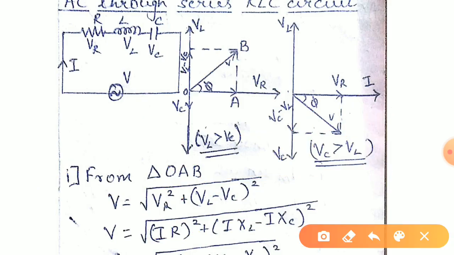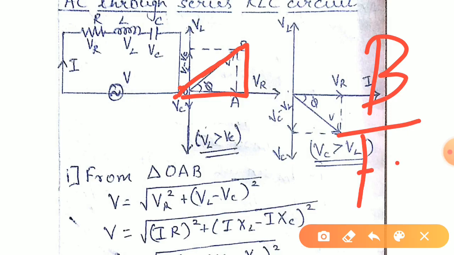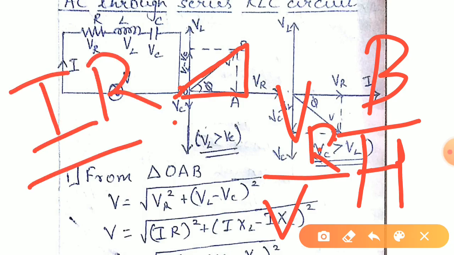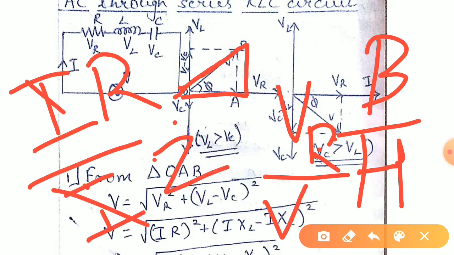If we want to find out power factor, then we will find power factor from this right angle triangle as cos phi. Cos phi is base upon hypotenuse. Base here is VR and hypotenuse is V. So base VR will be equal to I into R and hypotenuse will be equal to I into Z. I gets cancelled, we have R by Z.